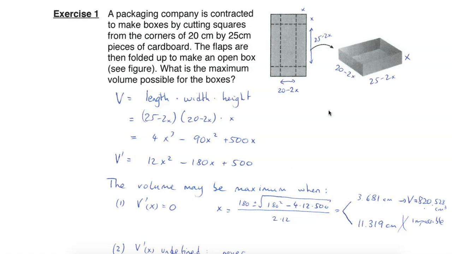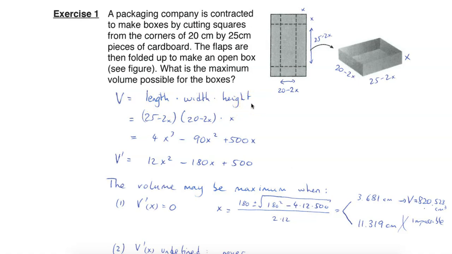So we want to set up a function for the volume because what are we trying to do? We're looking for the maximum volume. So we're looking for where the derivative of the volume is going to be equal to 0, and it is a maximum. The formula for the volume is base times height, which we can write as length times width times height.